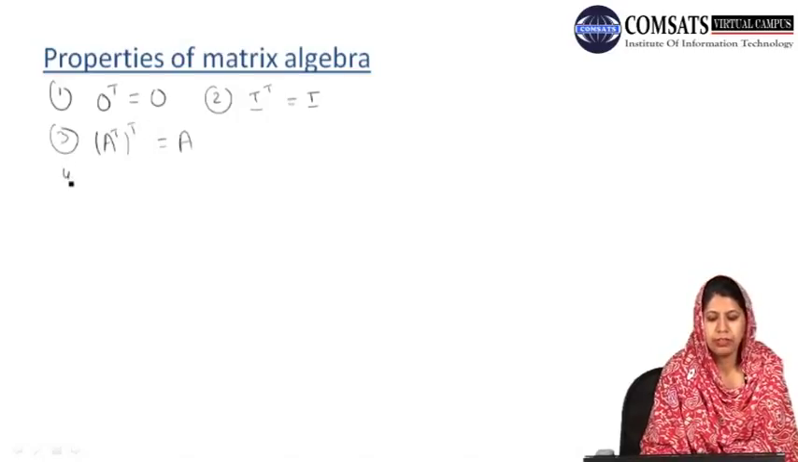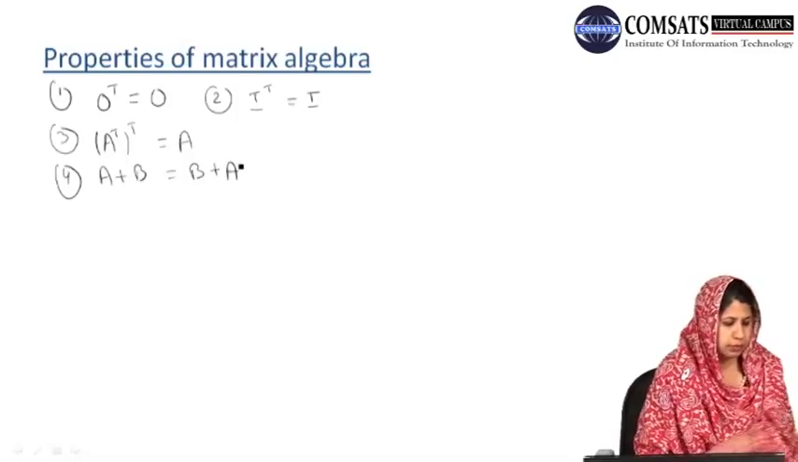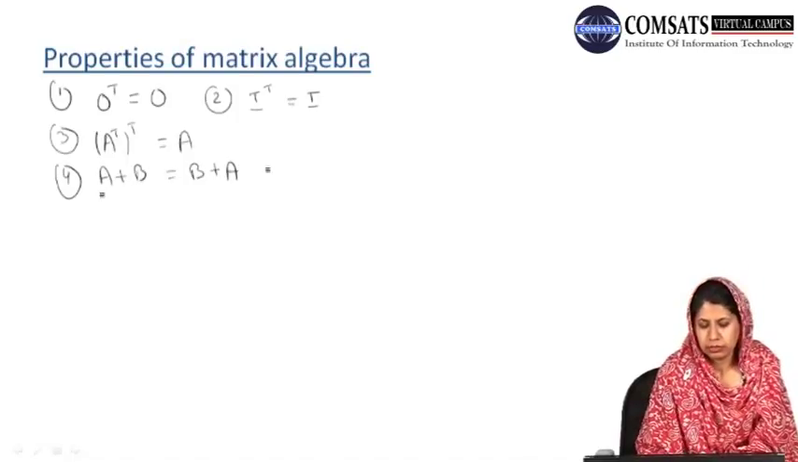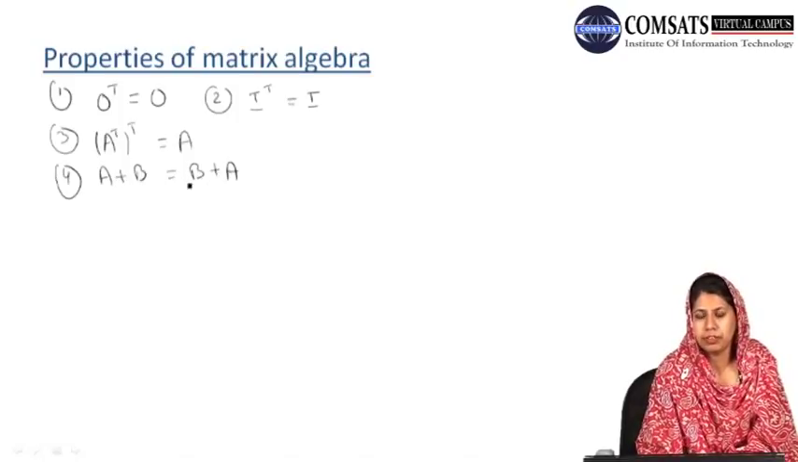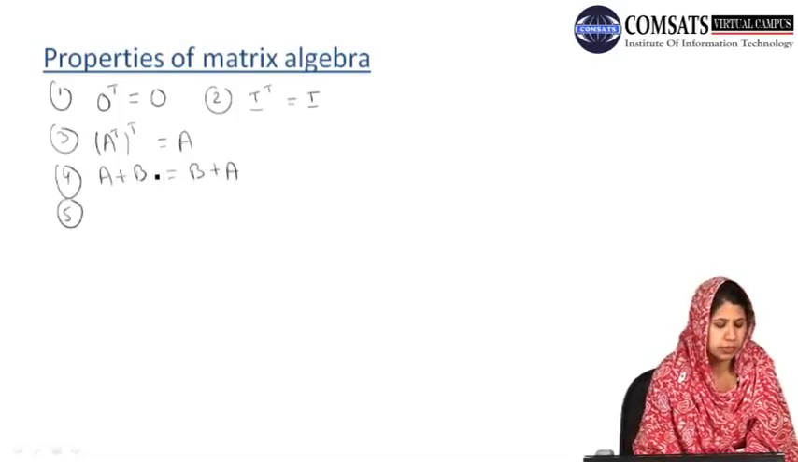Okay, now if we have two matrices A and B and we want to add them, then we can add them in any order we want. That is, A plus B is the same as B plus A. Mathematically, we say that this is the commutative property of addition. That is, they commute with respect to the addition. No matter in which order we want to add them, we obtain the same result.